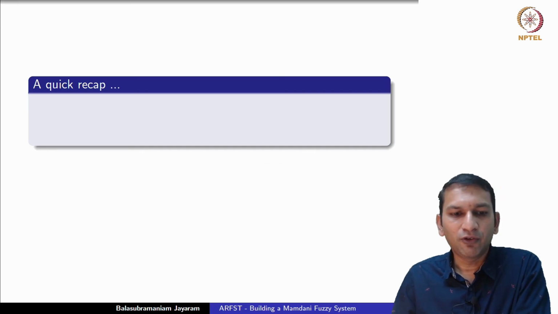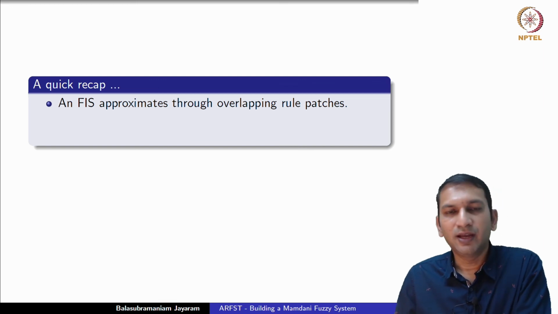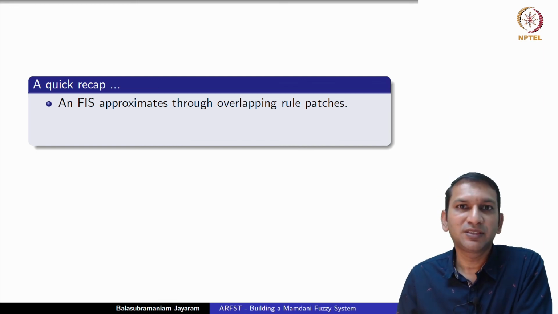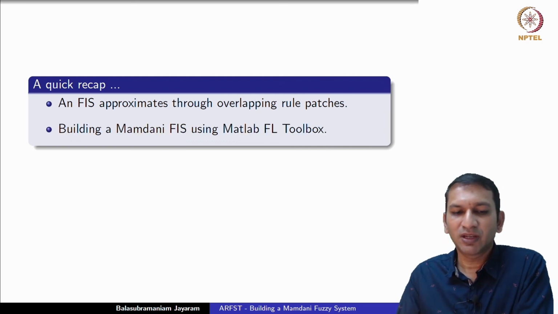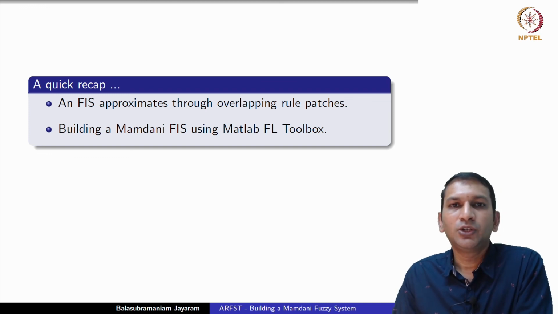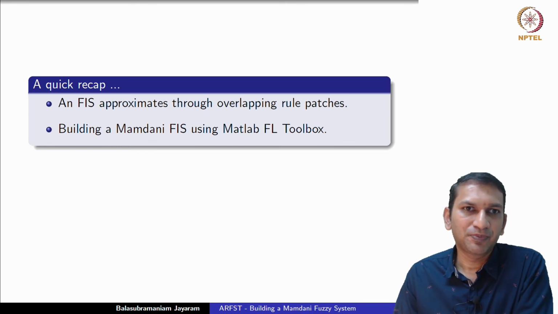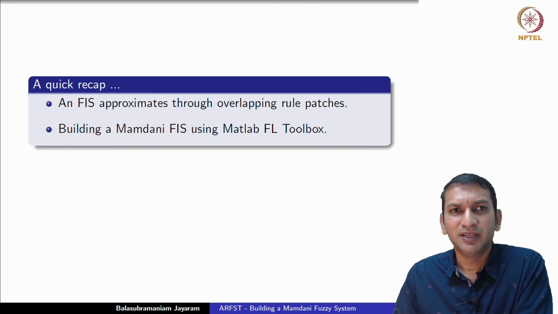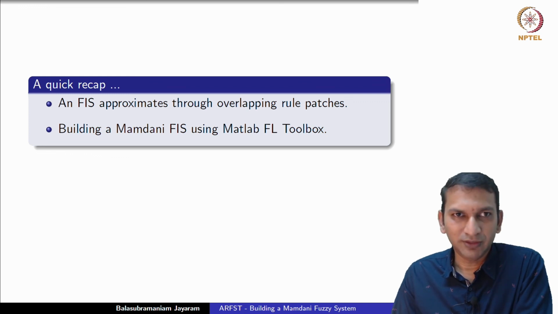A quick recap of what we have seen so far in these lectures. We know that a fuzzy inference system approximates any given function through overlapping rule patches. In this particular lecture, we have looked at how to build a Mamdani fuzzy inference system to approximate a given function. Of course, the function is known and we were trying to approximate it. So essentially, we took the information from the given function itself. However, in practical applications, it is not often that we know the exact system function.